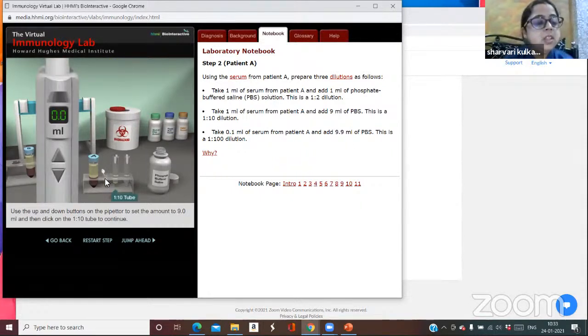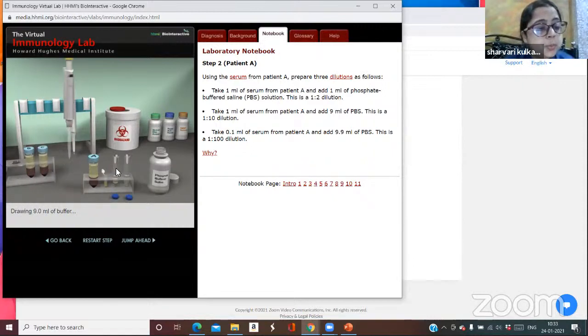Right? Then the next step, use the up and down again in order to make the second dilution. So we will click on this, adjust it to 1:10. For that, we will have to adjust in this pipetter. I'm clicking everything, okay? And you have to adjust it to 9. Once it is adjusted to 9, then I will click on 1:10 tube.